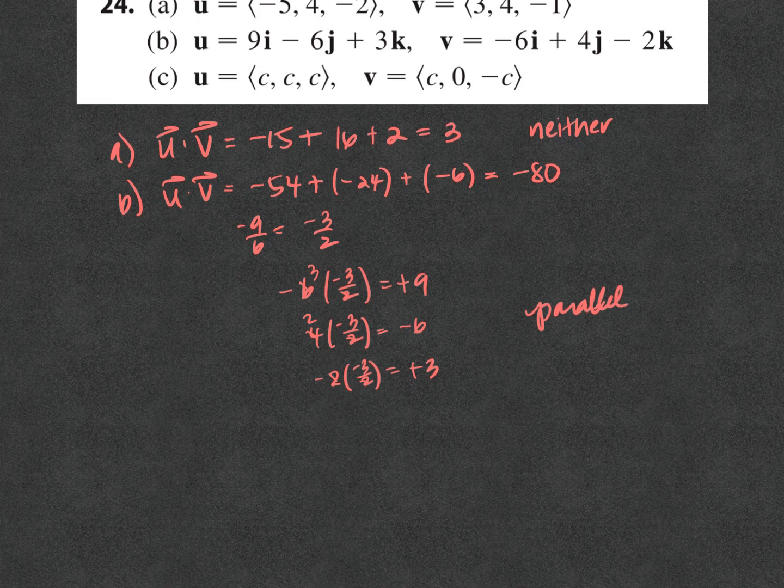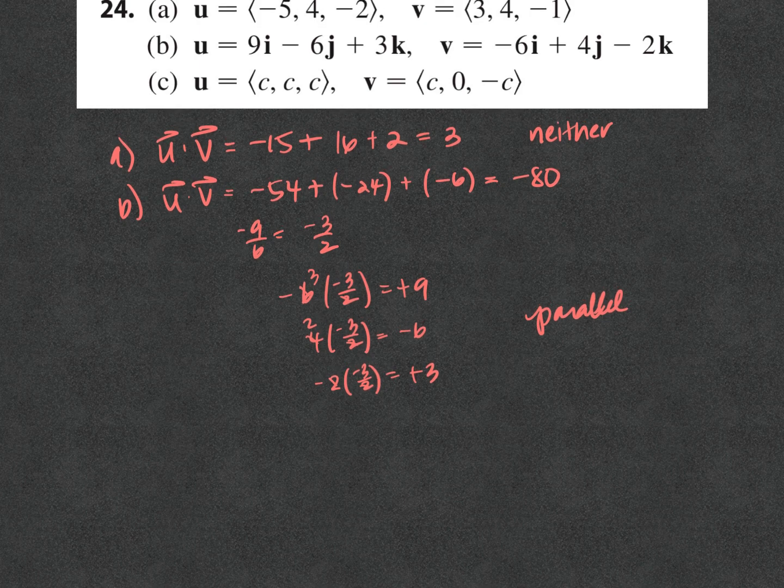And then the last one, letter C, they're not parallel. There's no way. I say that sometimes it's obvious to some people and not others. But if you take this first component, you multiply by 1. The second component, you need to multiply by 0. And the third component, you would need to multiply by -1. So it can't be parallel because you're not multiplying by the same thing all the way through.